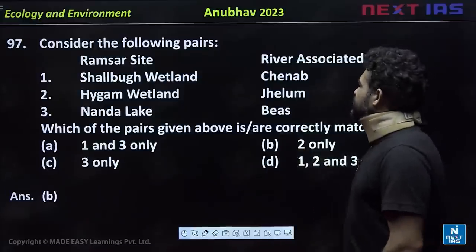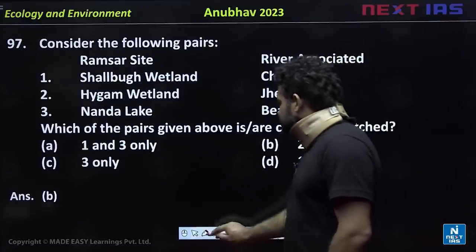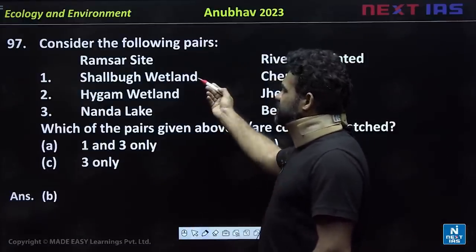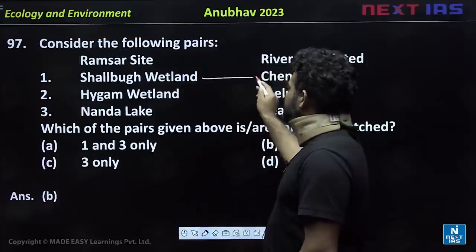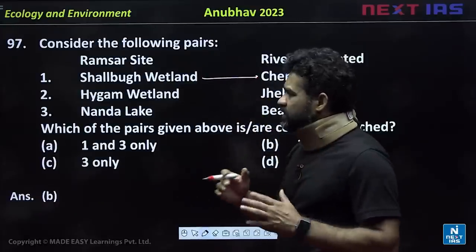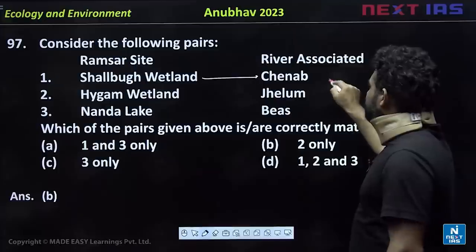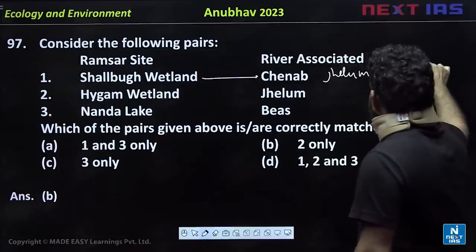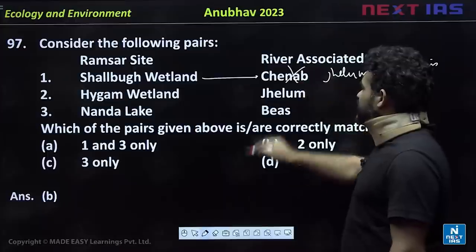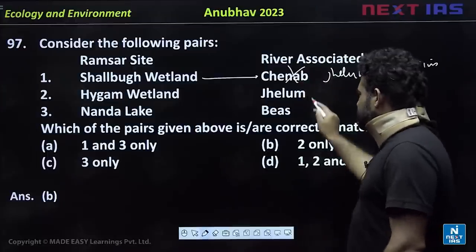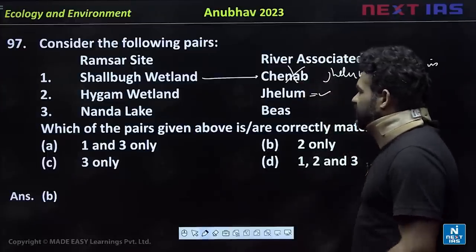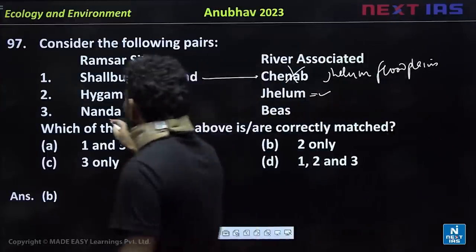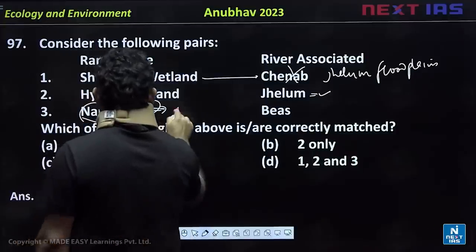Consider the following pairs, Ramsar site and associated river. This we have seen in the class, in the current affairs class, maybe the Shalbug Wetlands. This is mainly the flood plains of Jhelum. So we are talking about the Jhelum flood plains here. It means, remember, this is not Chenab. Haigam wetland, Jhelum, correct. Nanda, we already know that wetland from Goa, on the Ramsar site list.